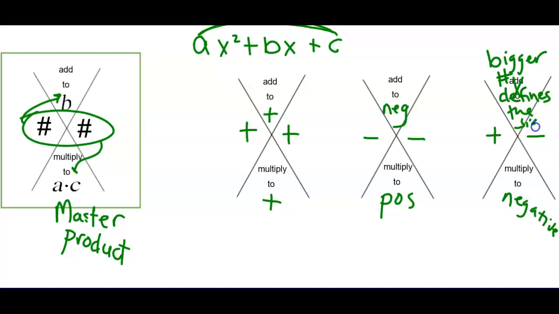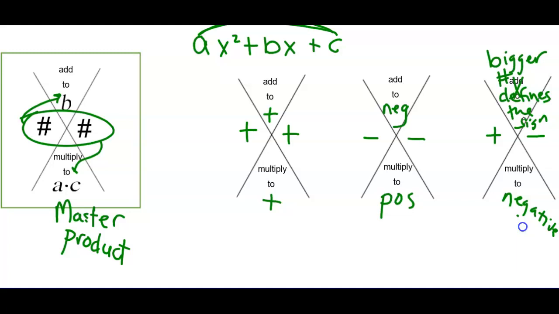So if the bigger number is positive, it's going to be positive. If the bigger number is negative, then that's where the minus sign is going to go. That will make more sense in a few minutes, okay? So that's if it multiplies to a negative.